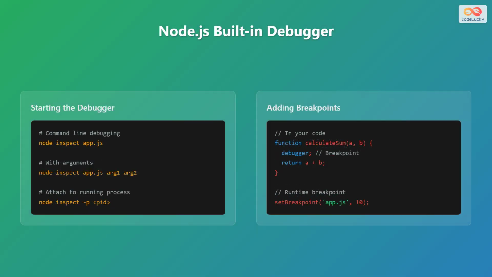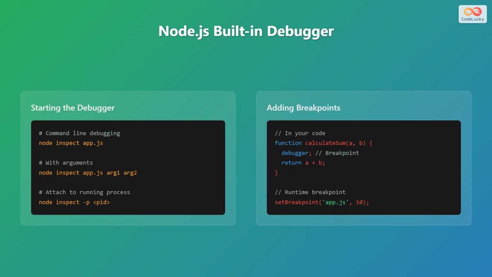Now let's discuss the Node.js built-in debugger. On the left, you'll find the commands to start the debugger. You can start debugging by running node inspect app.js in your command line. You can also pass arguments to your application while debugging. To attach the debugger to a running process, use the command node inspect followed by the process ID.